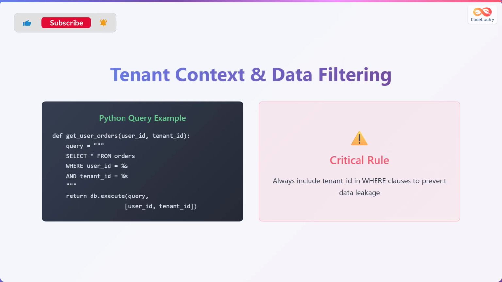In addition to the table structure, another critical aspect is data filtering. Imagine a function that retrieves user orders. It's crucial to always include the tenant ID in the where clauses of the query. So, it will look something like this: select all from orders table where the user ID is so-and-so and the tenant ID is such and such. This prevents data leakage, ensuring that each tenant can only access their own data. This is a critical rule. Always include tenant ID in where clauses to prevent data leakage.